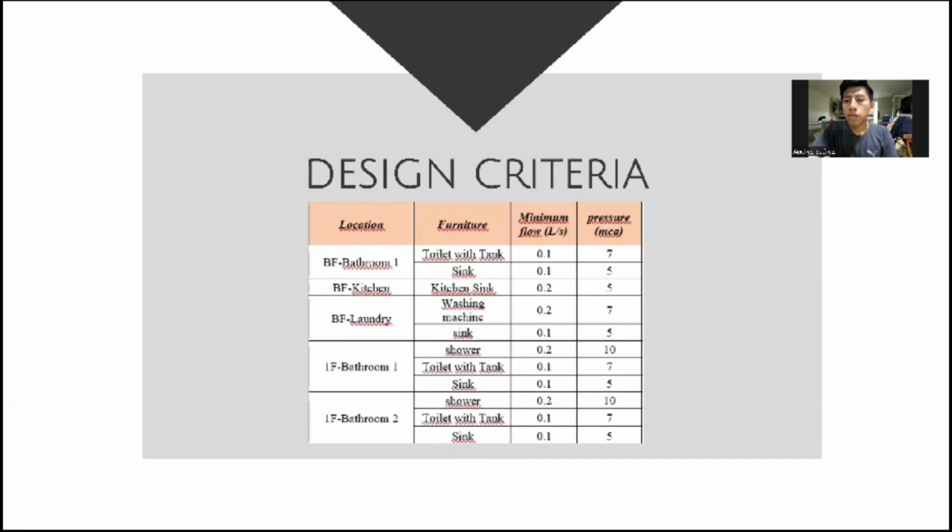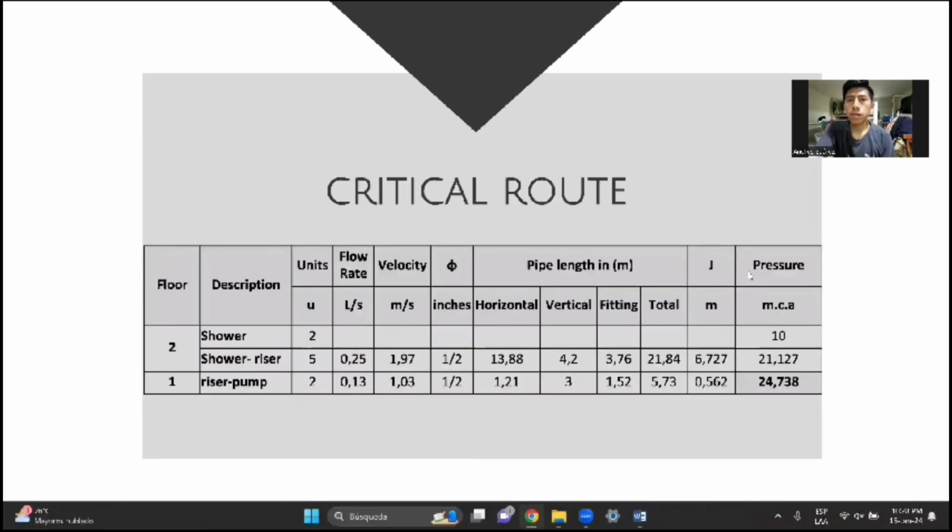Now I will talk about the design criteria. In the table, you can see the minimum flow and pressure used for all fixtures of the project. For example, the toilet with tank of bathroom 1 requires a minimum flow of 0.1 liters per second and a pressure of 7 meters of water column. And the kitchen sink requires 0.2 liters per second and 5 meters of water column. These values are defined in Ecuadorian regulation.